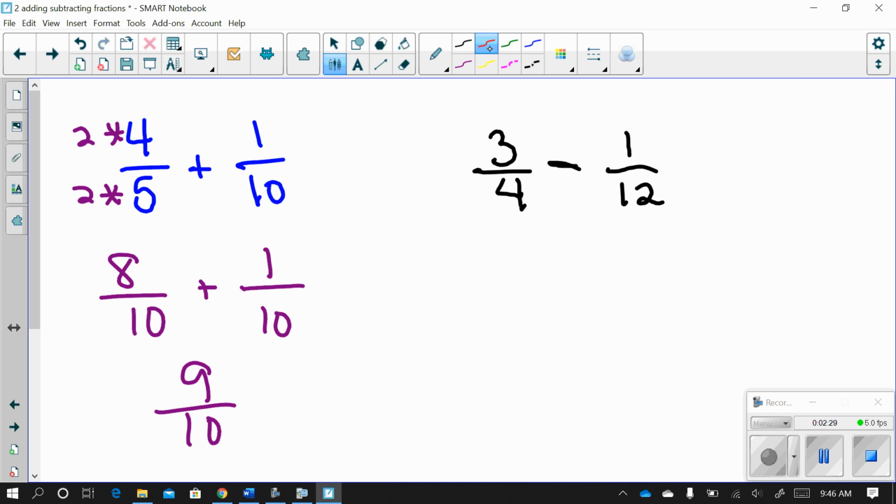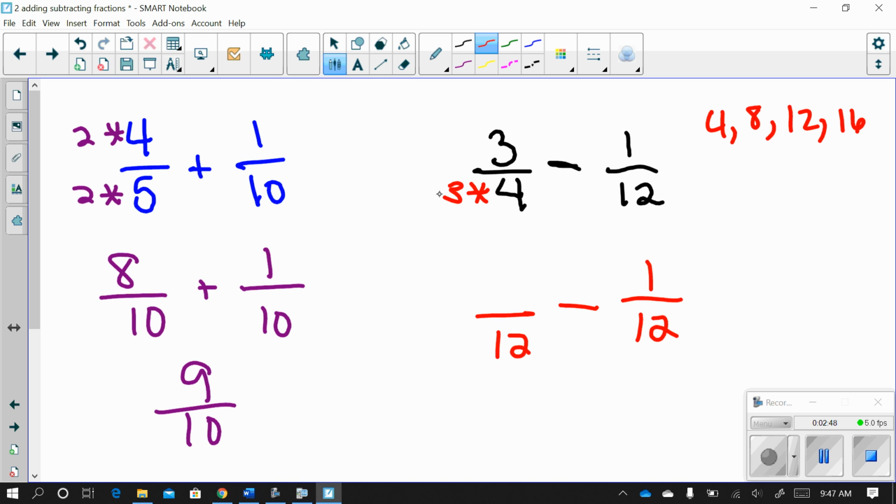Okay, 3/4 minus 1/12. Again, if you need to list your multiples, so 4, 8, 12, 16. Oh, wait a minute, that's 12. There's 12. So it's going to be something over 12. This one didn't change, so I leave the 1. How did I get from 4 to 12? Well, I multiplied by 3. If I do it to the bottom, do it to the top. So that becomes 9 on top.